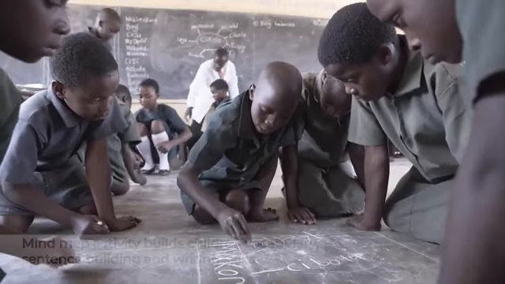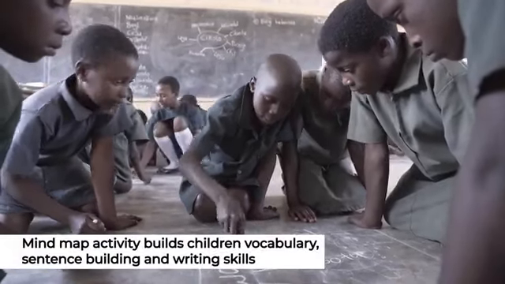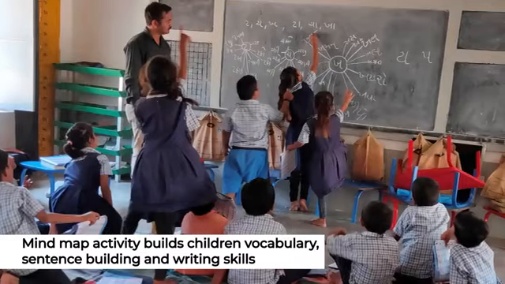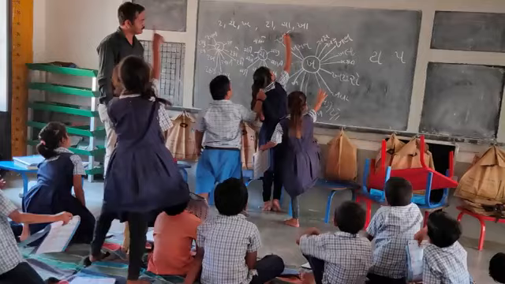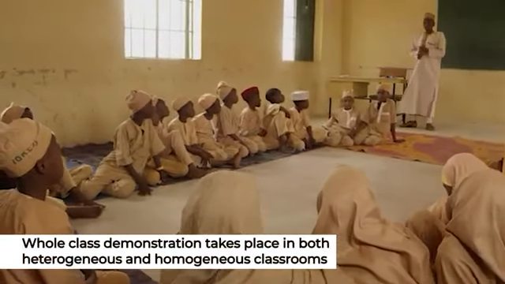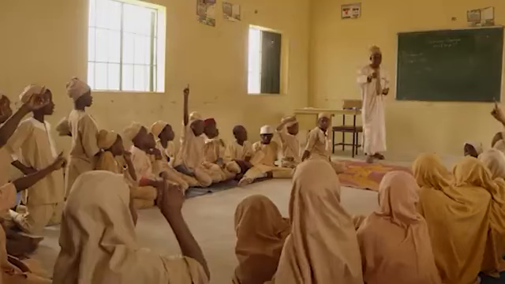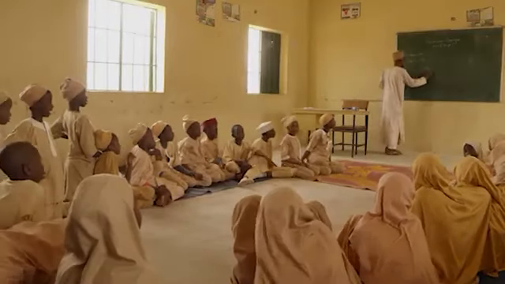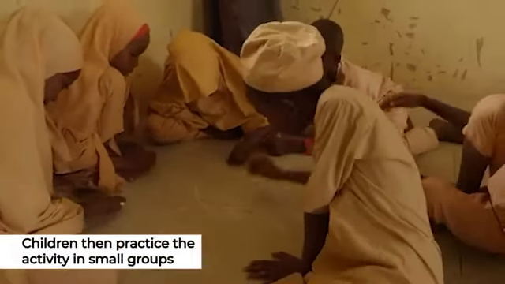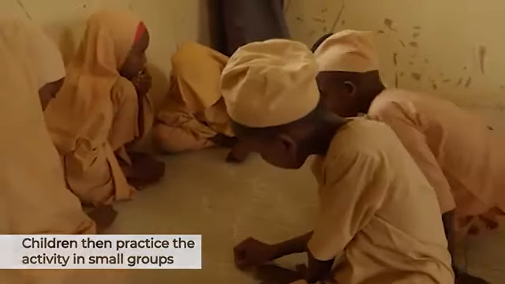Let's now take a look at how these transitions take place in classrooms with the help of an example. The mind map activity is an engaging activity meant to help develop children's vocabulary, sentence building skills, and writing skills. This activity is first demonstrated to the whole class in both heterogeneous and homogeneous classrooms. After giving children an understanding of the mind map activity at the whole class level, the children are divided into small groups and practice the activity with their group members.